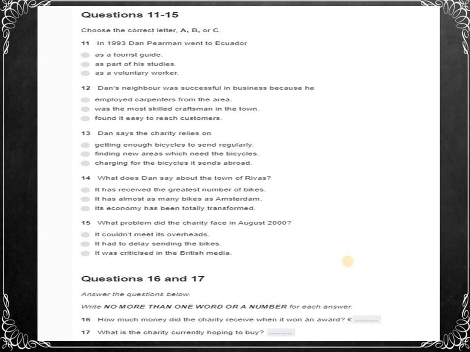My name is Dan Pearman, and I'd like to talk about the work of Pedal Power, a small charity based mainly in the UK. I'll be giving our contact details at the end, if anyone would like to find out more about how to support us. But first, how the charity began. I got the idea of exporting bicycles to developing countries while I was in Ecuador. I went there in 1993, just after graduating from university.